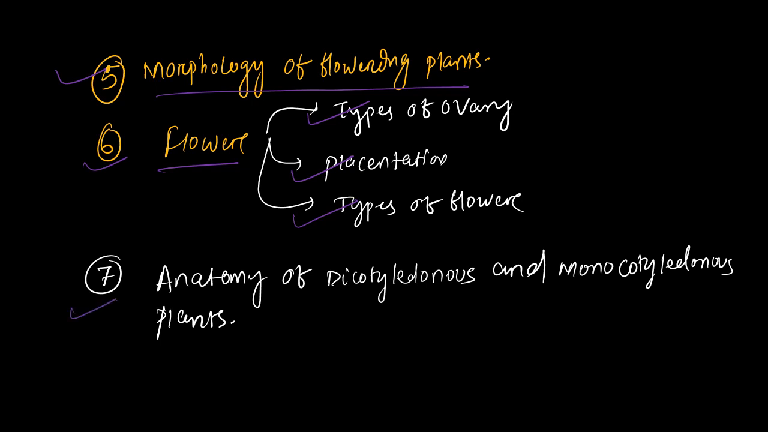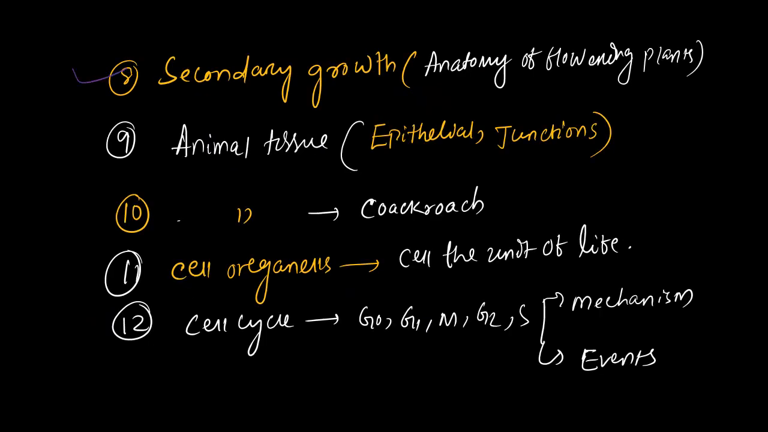Seventh is anatomy of dicotyledonous and monocotyledonous plant. The eighth is secondary growth. In secondary growth, mostly anatomy of flowering plants.